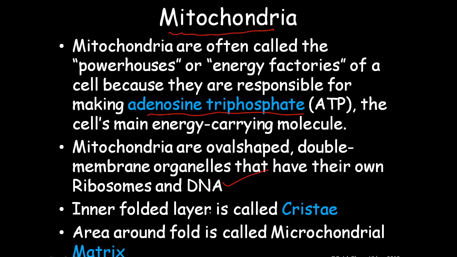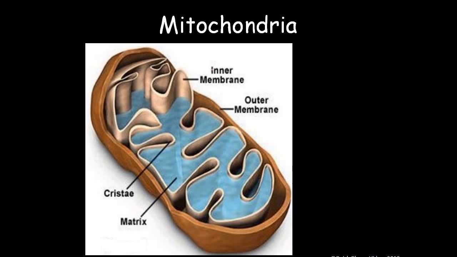The inner fold layer is called cristae. The area around the fold is called mitochondrial matrix. So you can see this inner membrane, outer membrane, cristae, the folding is called cristae, then the matrix. So these are the structure of mitochondria.